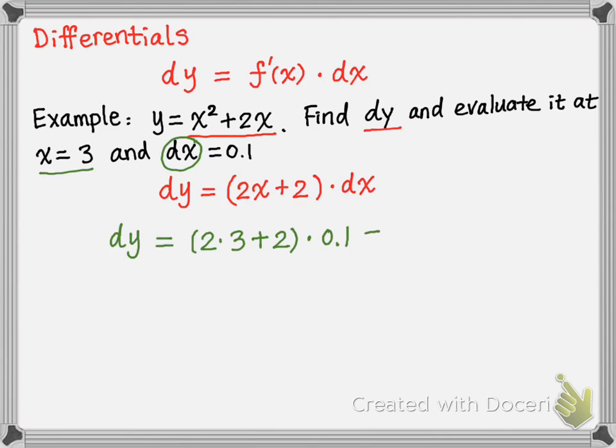So you use a calculator. 2 times 3 is 6, plus 2 is 8, times 0.1. So this expression equals 0.8, and that is dy.